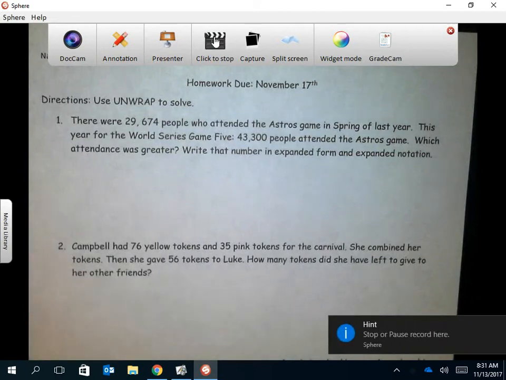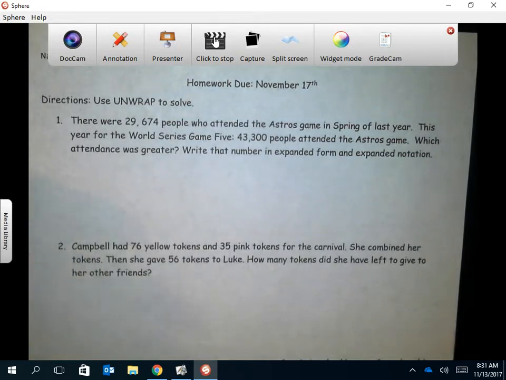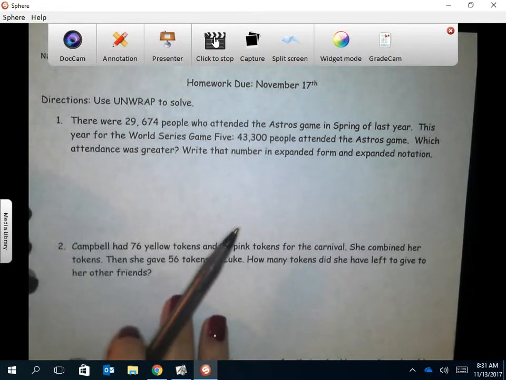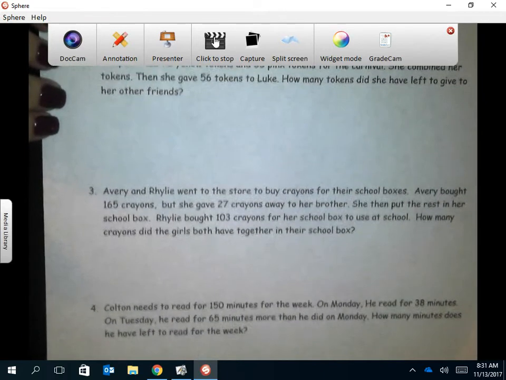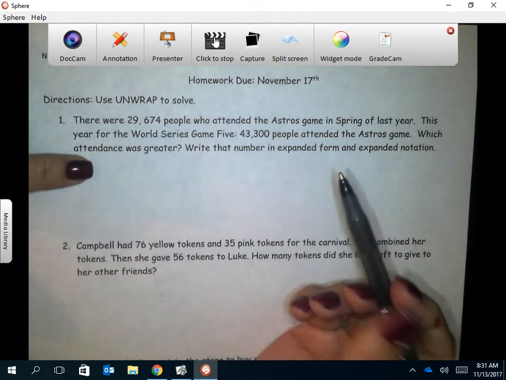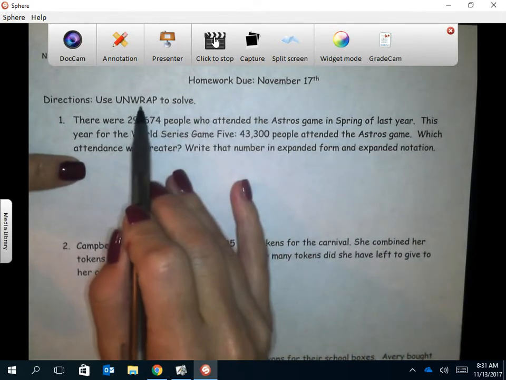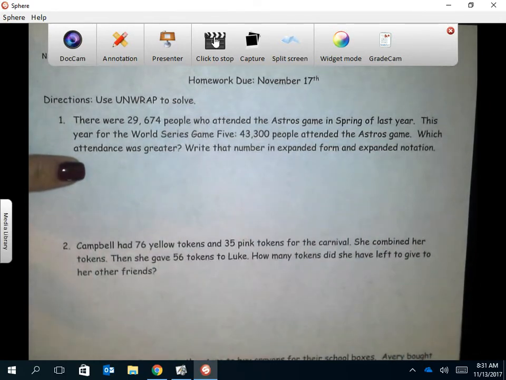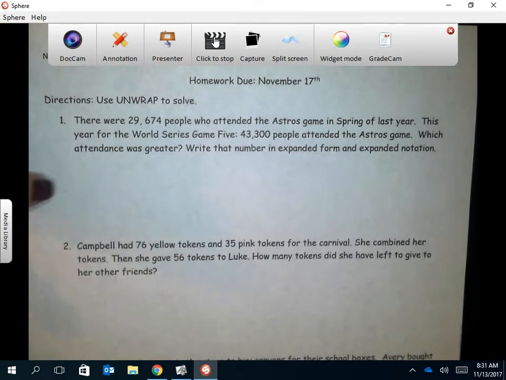Okay, so your math homework for this week, which will be due on Friday, November 17th, is a review. On the front, there are 4 word problems. This one is a place value. You're still expected to follow the unwrap strategy, so you would underline the question, circle important information that you notice, and then solve it by using a model or a standard algorithm, or however you would need to solve it.